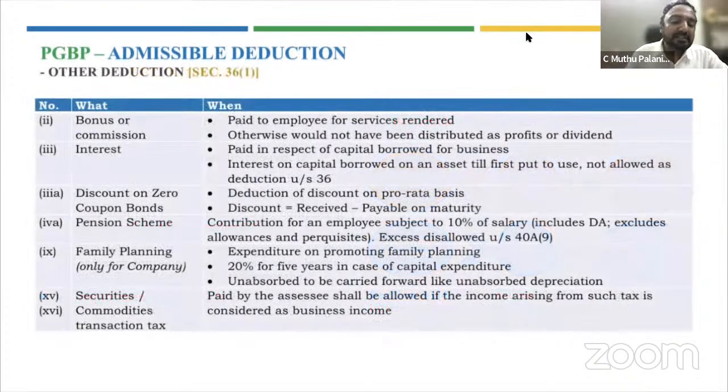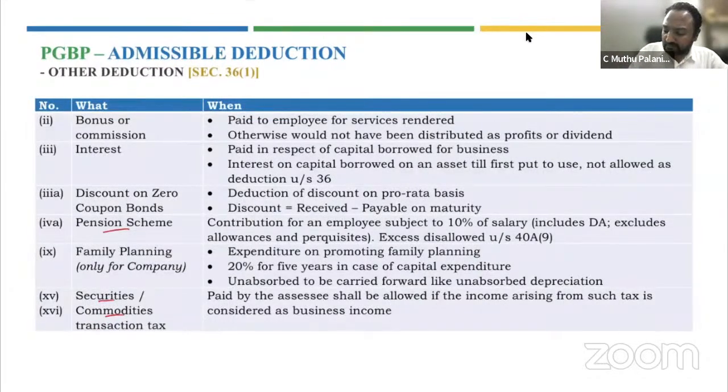The next is anything else that is covered in section 36. Bonus is covered, which means any bonus paid to an employee is covered. Any interest payment is covered. Only thing is when it is interest on a capital asset, till the date it is put to use, it must be capitalized. Anything above, it will be revenue interest. Discount on zero coupon bonds, pension scheme, securities and commodities transaction tax, all these are eligible.